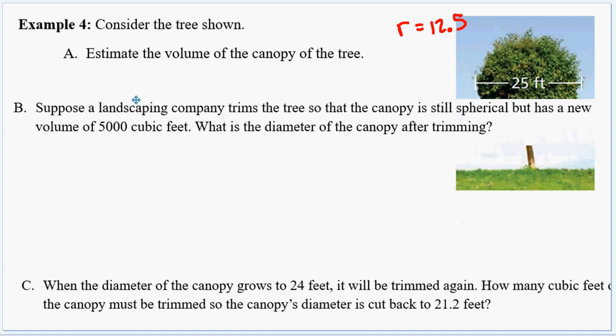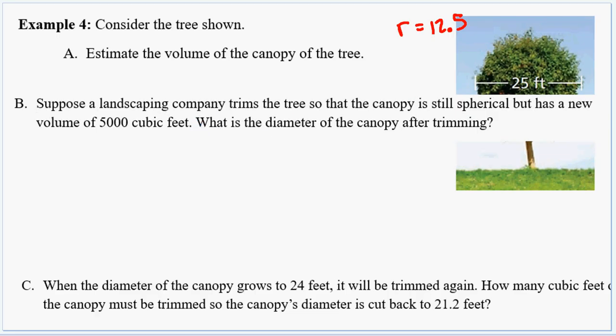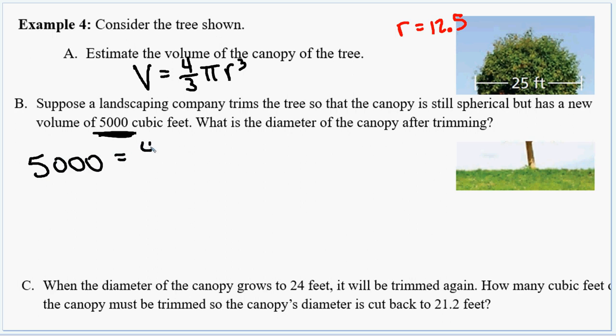In part B, a landscaping company shows up. They trim the tree. The canopy is still a sphere, but its new volume is less, 5,000 cubic feet. What is the diameter of the canopy after the trimming? So we are going to use our volume formula, 4/3 pi r cubed. But now we know the volume is 5,000. So that's 5,000 is equal to 4/3 times pi times some radius cubed.